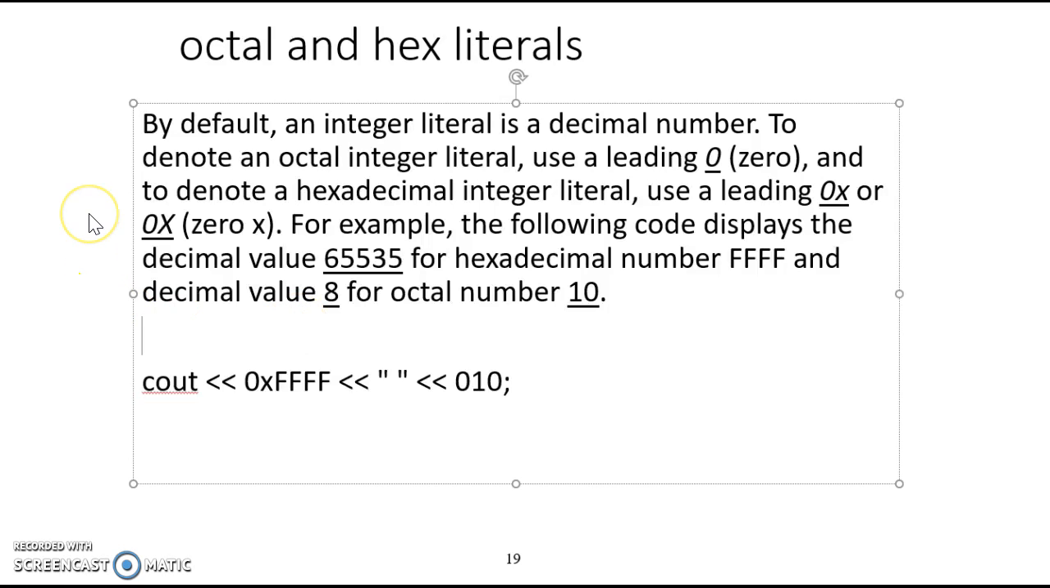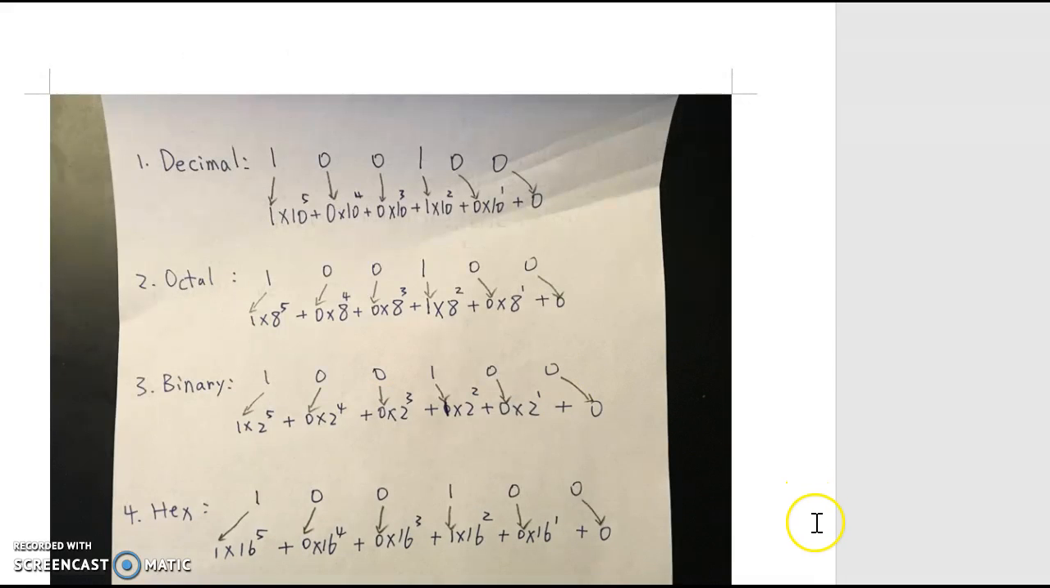You can see we mentioned octal and hexadecimal. So what's the difference? I have an example here. You can see we have decimal, octal, binary, and hexadecimal for the same number, 100,100. For decimal, we can present the number like this. Here we have 10 to the power first, 10 to the power second. Those powers 1, 2, 3, 4, 5 come from the position, right?